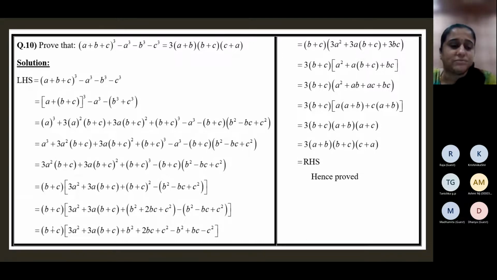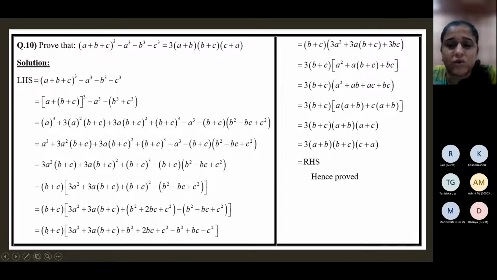Taking b plus c common. Okay, the next step, nothing. I've just done one extra thing. You can only square this in the next step. So I've written this 3a square as it is. This one as it is. This b plus c the whole square is like a plus b the whole square. So b square plus 2bc plus c square. And this one as it is. That's the next step.